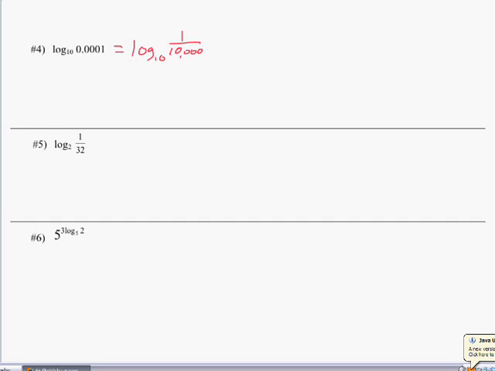We could then say, I want to change that fraction to a base of 10. 10 to what power is 10,000? 4. This is 1/10,000th, so it's -4. The negative just means it's a fraction that's flipped over. So this is log base 10 of 10 to the -4, because 10 to the 4th is 10,000, which makes this equal to -4.